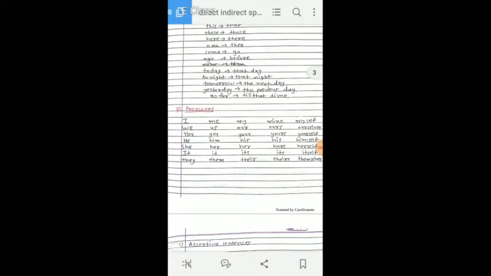Then you have to keep in mind all these rules related to pronouns: I, me, my, mine, myself, we, us, our, ours, ourselves, you, your, yours, yourself. Singular is yourself, plural is yourselves. He, him, his, himself, she, her, hers, herself, it, its, itself, they, them, their, theirs, themselves.